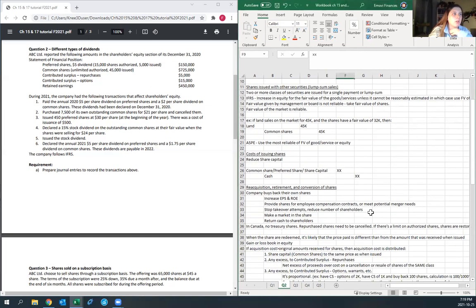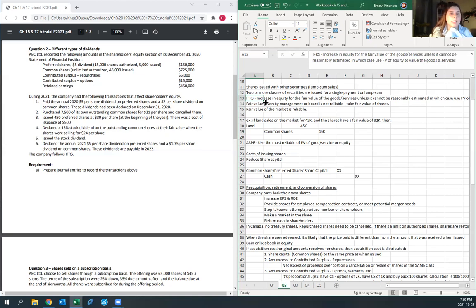Shares can be issued with other securities. So 2 or more classes of securities are issued for a single payment or lump sum. I'm realizing that my example is not really it, but that's okay. Under IFRS, when you're doing that type of transaction, you're going to look at the fair value of the good and service that you're getting, and whether it can be reasonably estimated. If it can, you're going to use that as your price for your common shares. And if it cannot be reasonably estimated, then you're going to use the fair value of the equity to value everything.